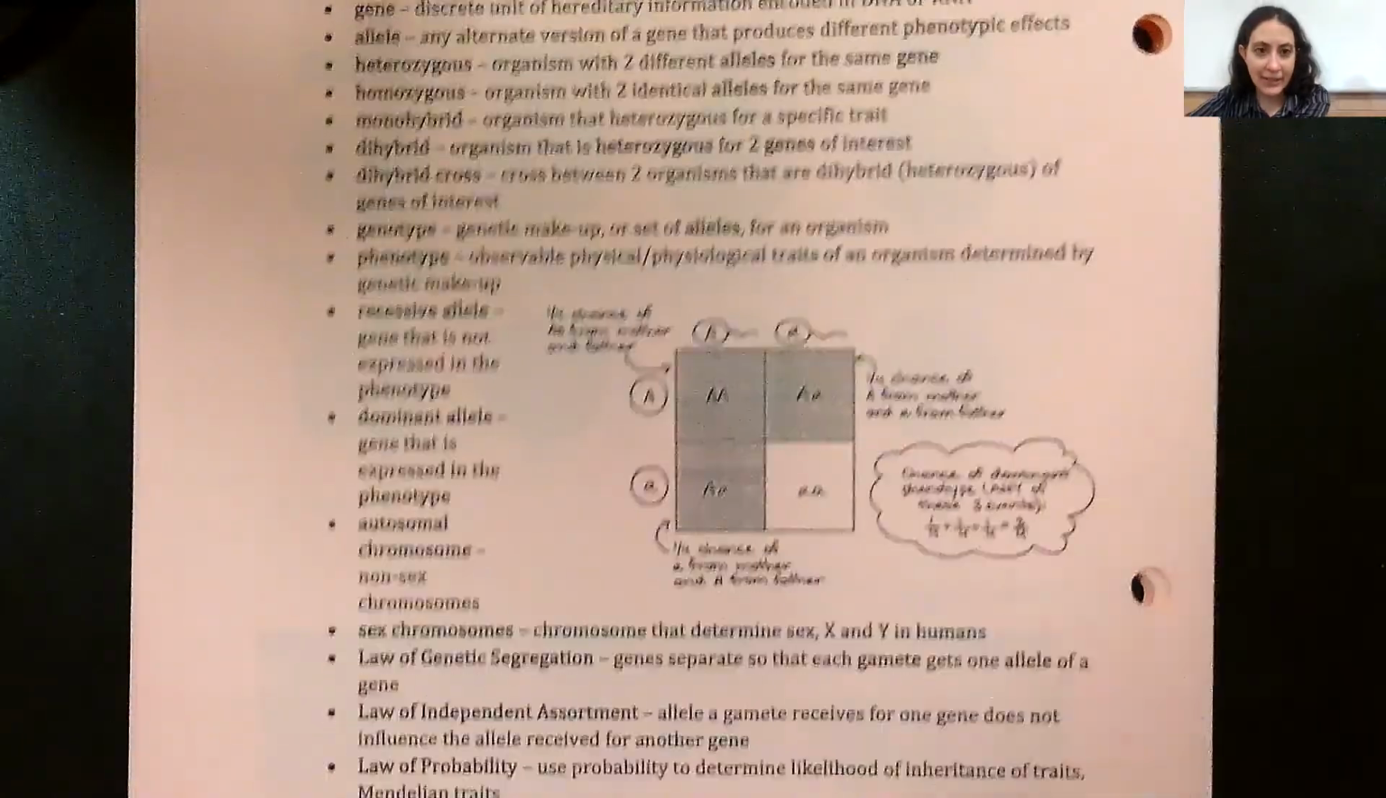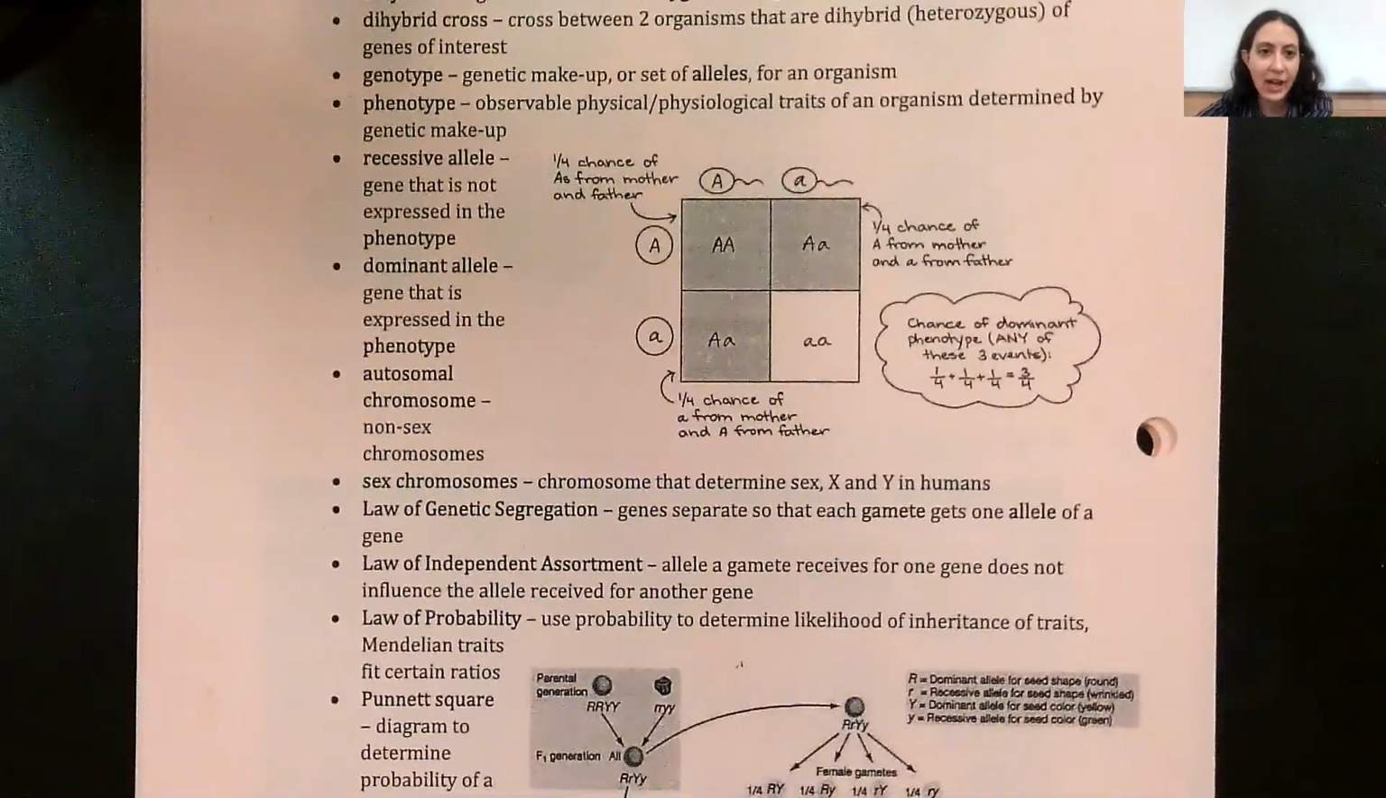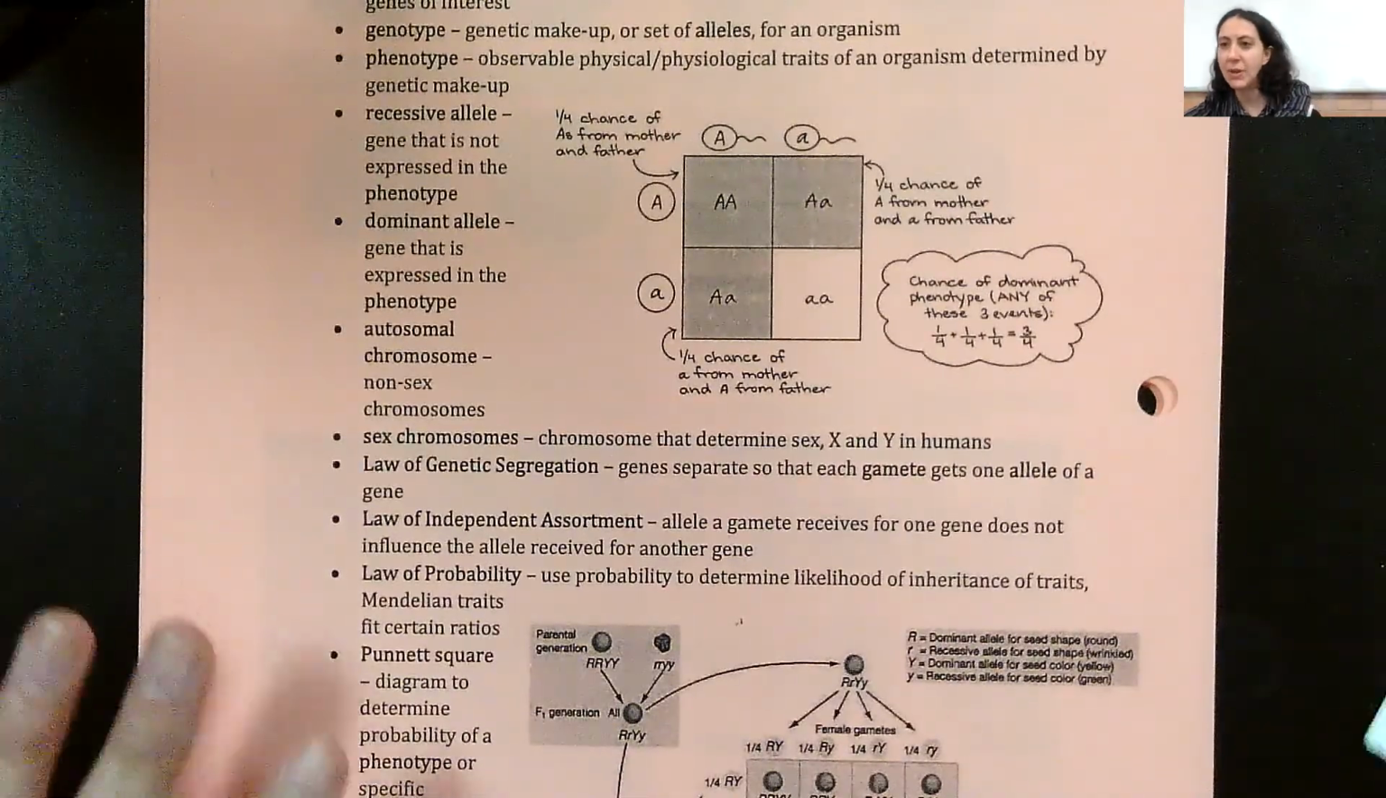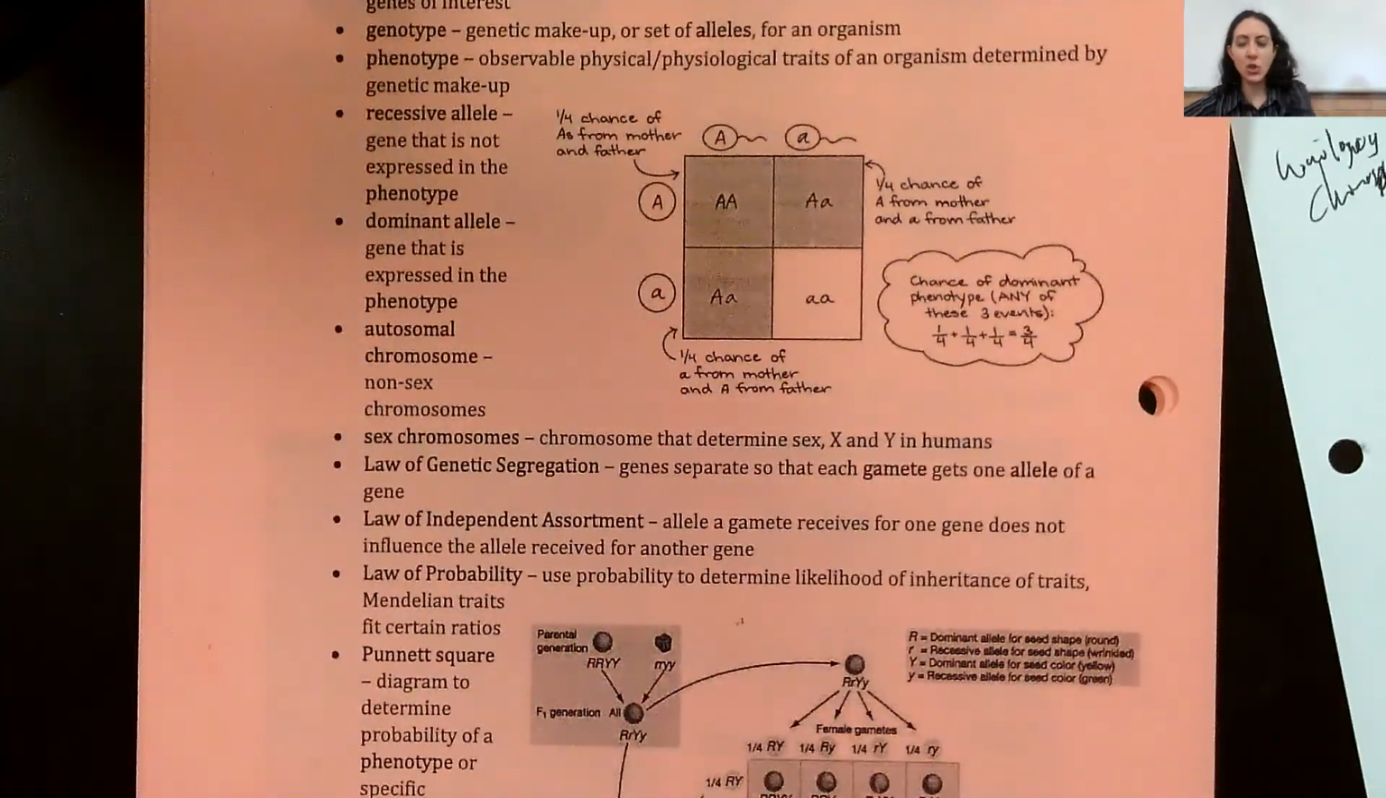Recessive versus dominant alleles. There you go. Autosomal chromosomes are the non-sex chromosomes. So in human beings, we have 22 types of autosomal chromosomes, a total of 44. 22 from mom, 22 from dad.